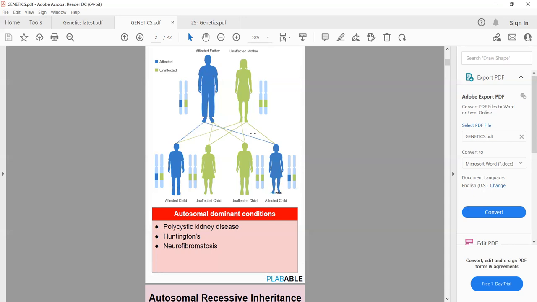Okay, and one more question. The autosomal dominant conditions, should we just concentrate on PKD, Huntington's, and neurofibromatosis, or are these just given as examples for now? Yes, they are the most commonly asked in PLAB one, though there are many other autosomal dominant conditions. But for PLAB one, you need to memorize only these. Okay, perfect. Thank you.